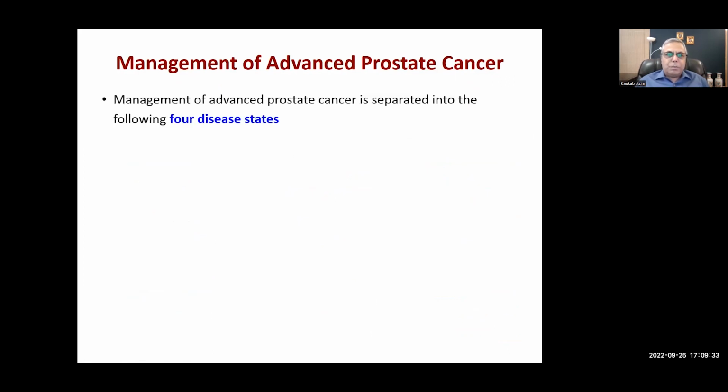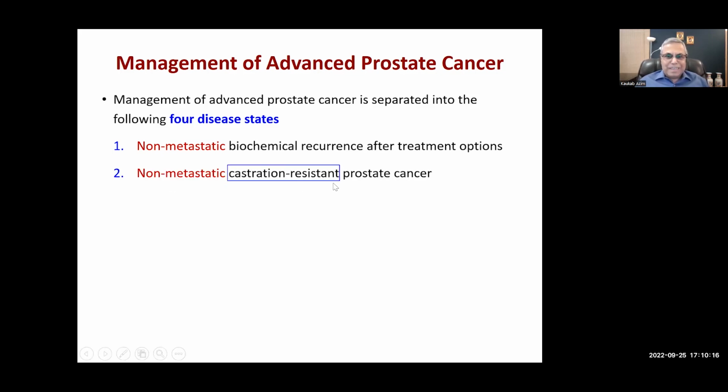Now we go on to advanced prostate cancer. Management of advanced prostate cancer is separated into four disease states. So what I'm going to tell you is four types of advanced prostate cancer. Number one is non-metastatic biochemical recurrence after treatment. It is not metastatic. It has not gone into the bones. It has not gone into the lymph nodes, but you gave treatment and it came back. Biochemical recurrence, the PSA levels are rising again.